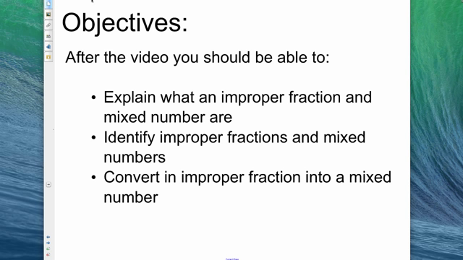Let's go ahead and look at the objectives for today's lesson. After this video, you should be able to explain what an improper fraction and mixed number are, identify improper fractions and mixed numbers, and convert improper fractions into a mixed number.